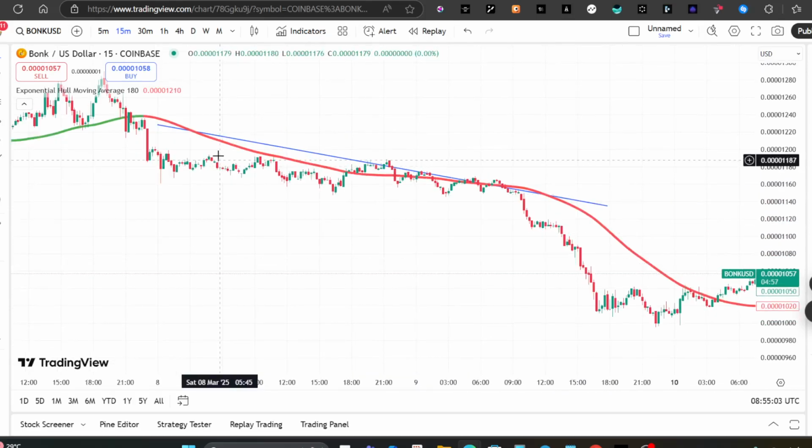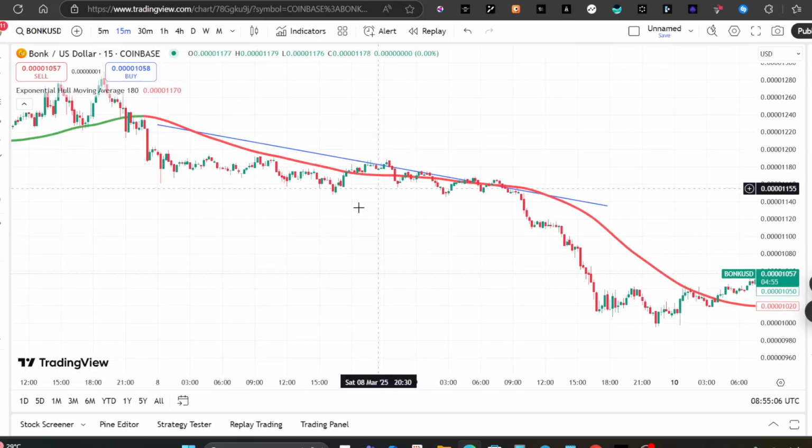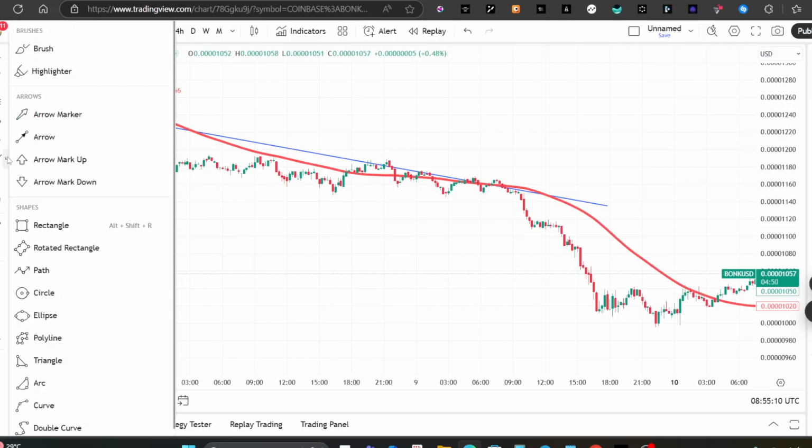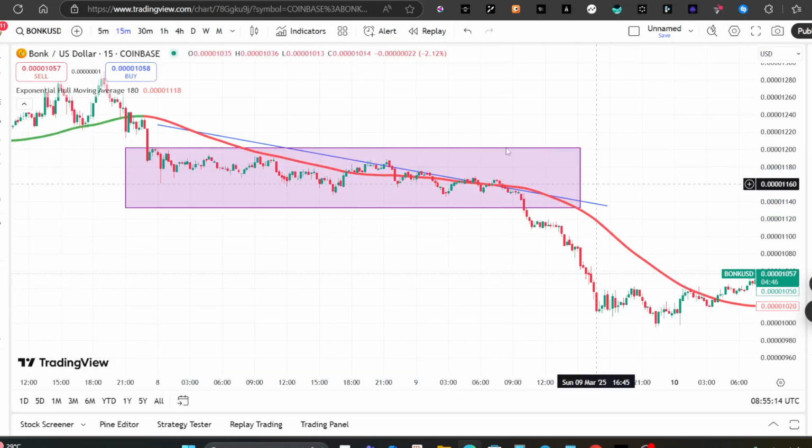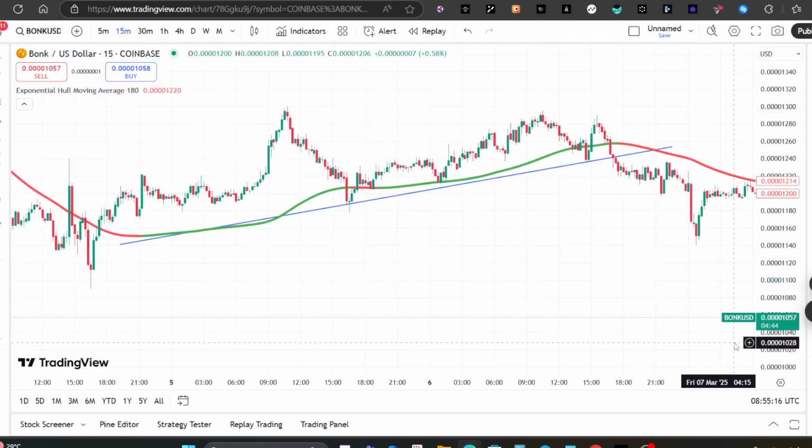Like in this particular example, this was a sell trend, right? And you can see that when we had this bounce, although this particular area was more like a consolidation zone, this was more of a consolidation zone. But let's look for another example.